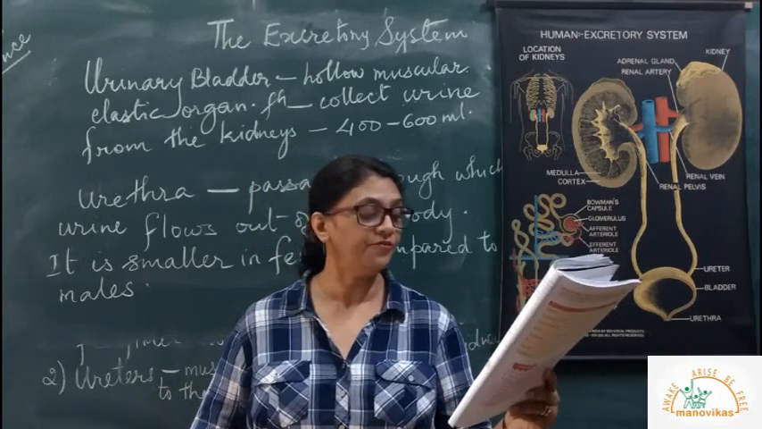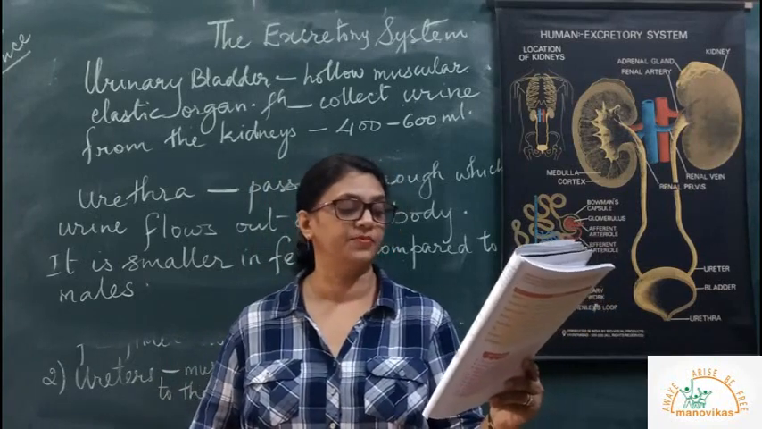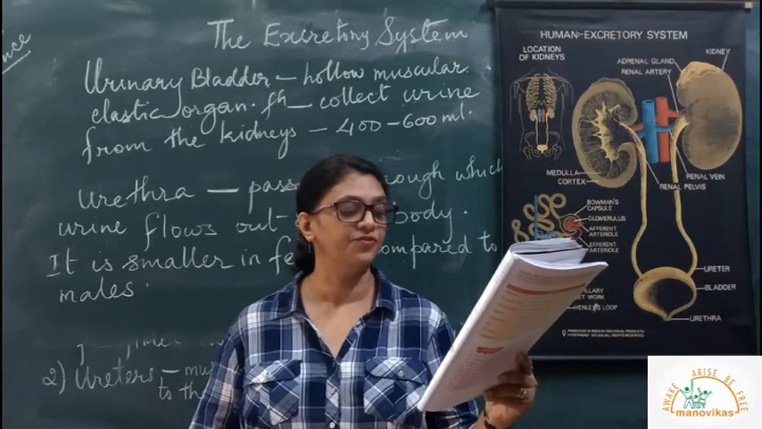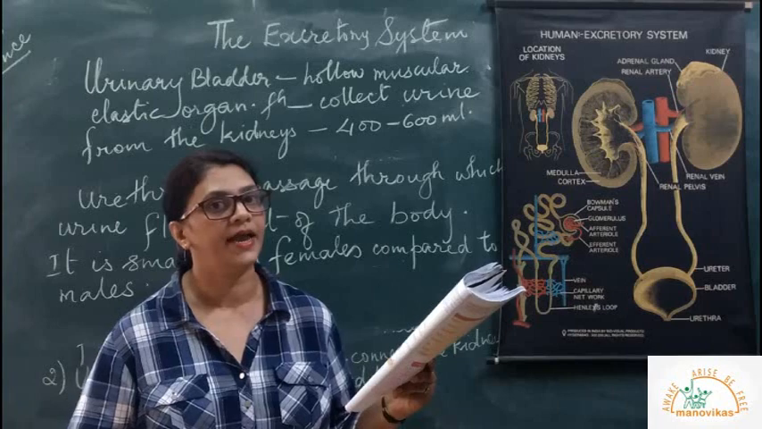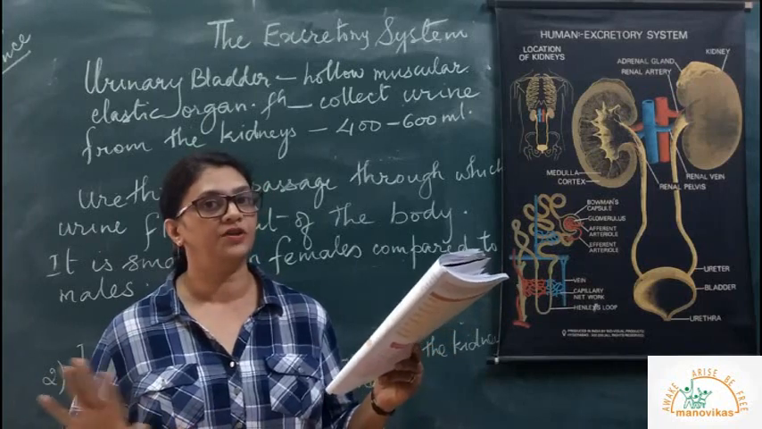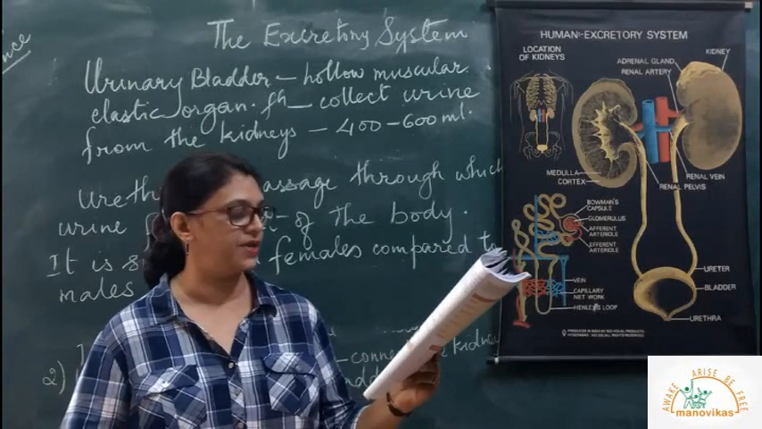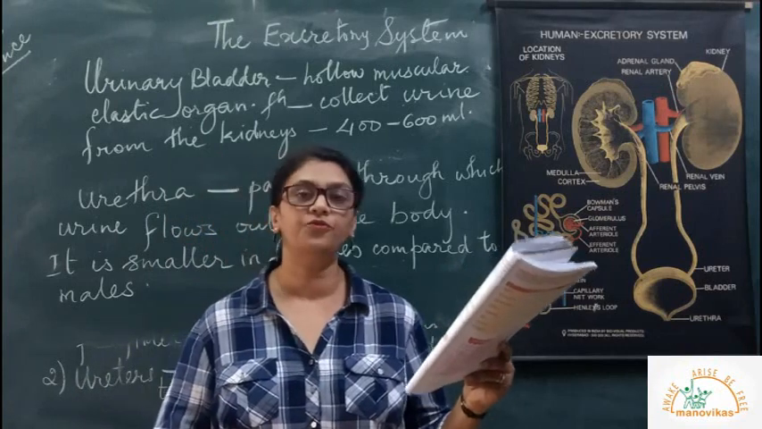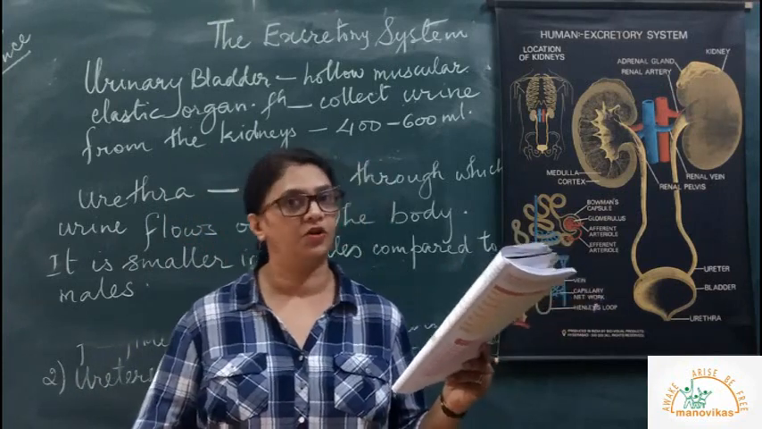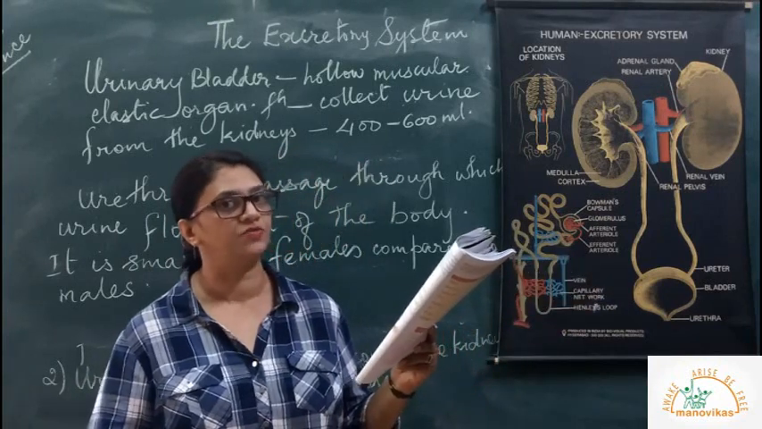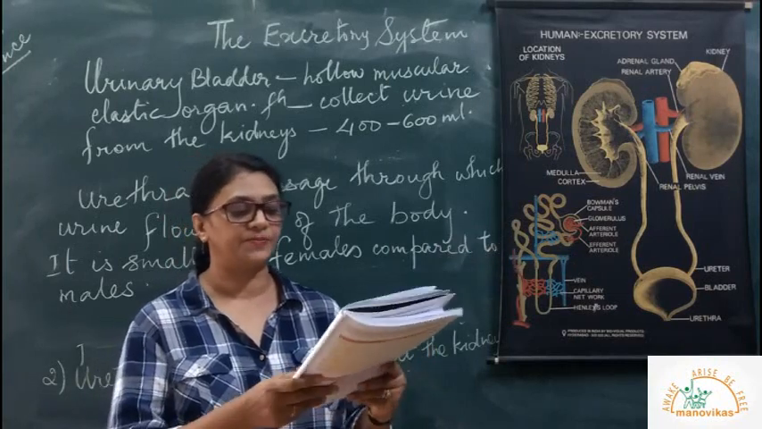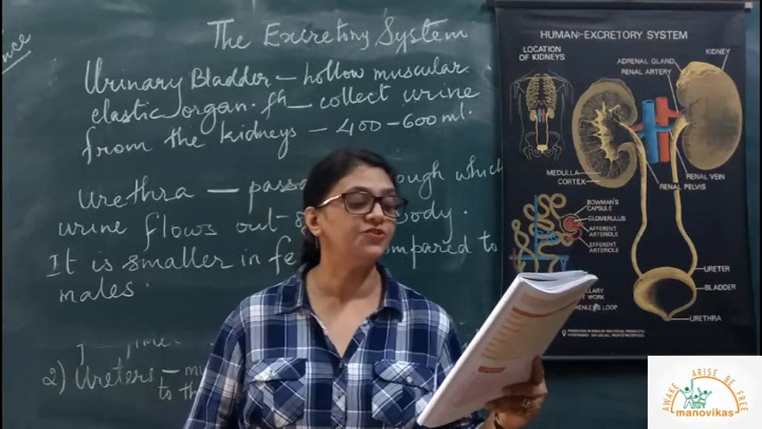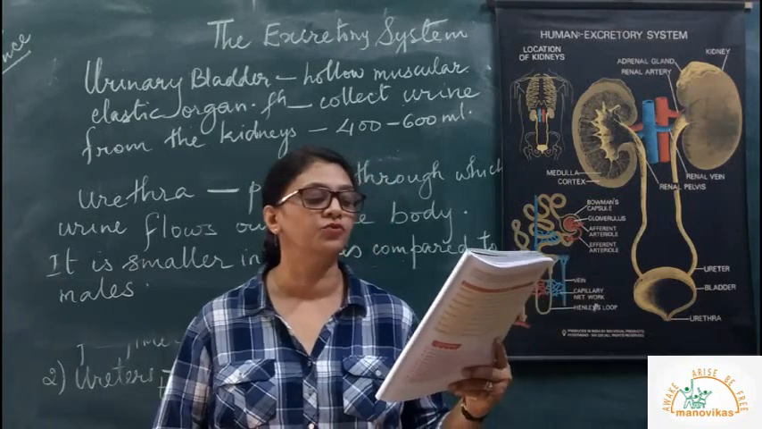Eat lots of fruits and vegetables to add roughage to the food. You already know the importance of roughage. Roughage helps to push the solid waste out of the body. Avoid junk food and fatty food. You've already studied this in the first lesson. What does junk food and fatty food do? It makes you obese.